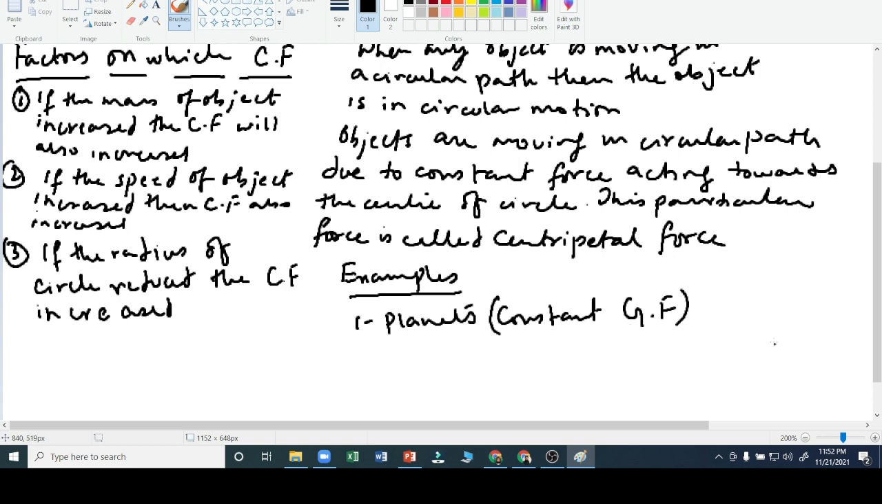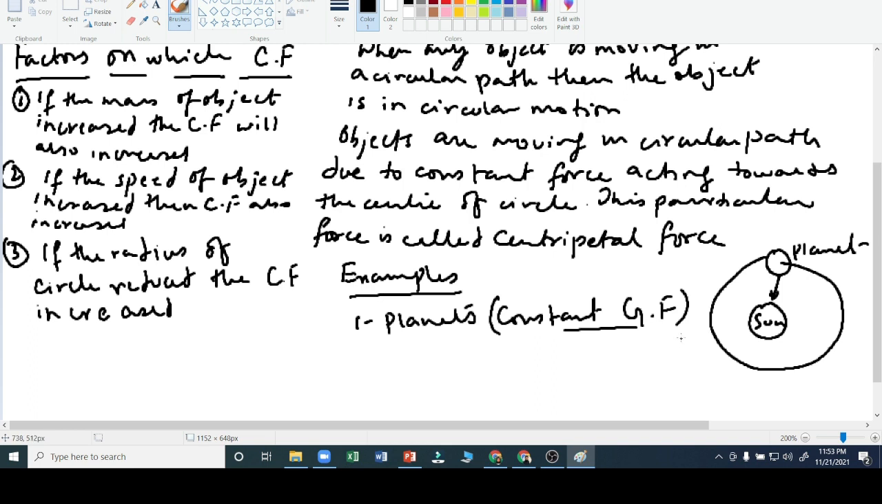For example, we are talking about a planet orbiting around the sun. If we take this as the sun and this as a planet that is revolving around the sun, what is the force between both these heavenly bodies? It's a force which we call constant gravitational force, that is acting towards the sun.